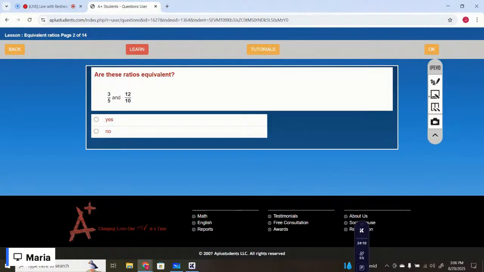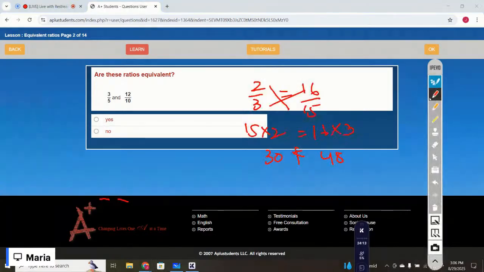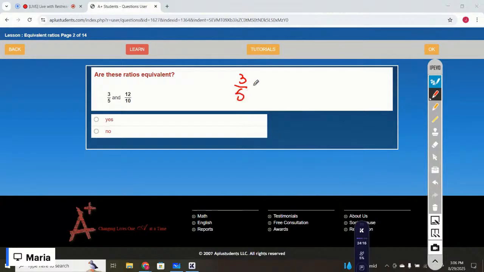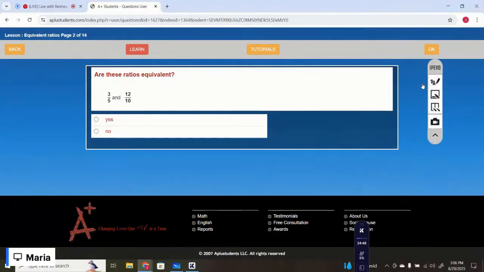3 by 5 and 12 by 10. 3 by 5 equals 12 over 10? 3 times 10 and 12 times 5. 3 times 10 is 30 and 12 times 5 is 60. False it is. Option number 2 is the correct option. No.